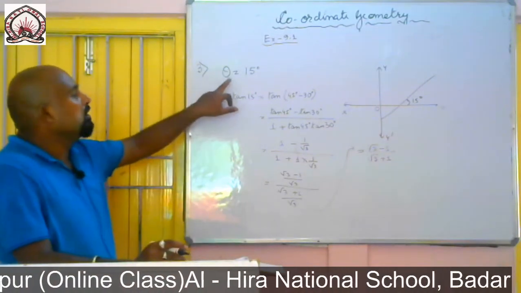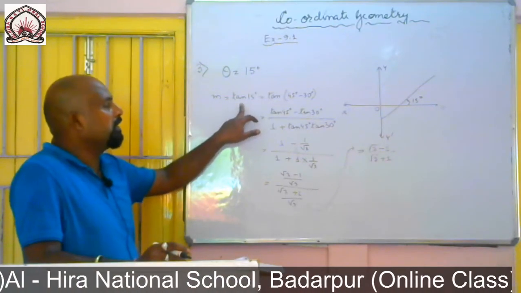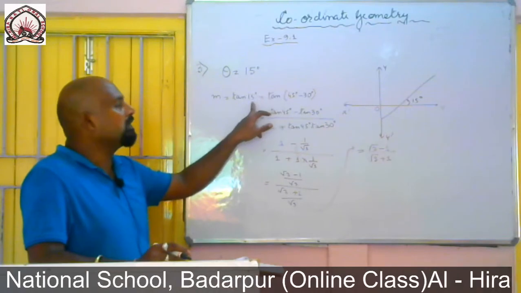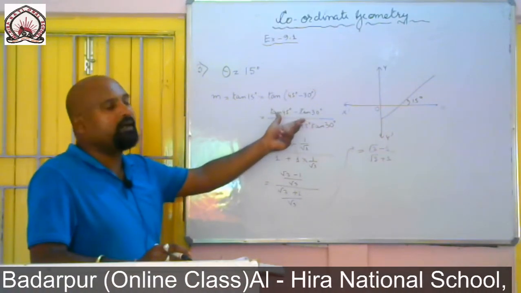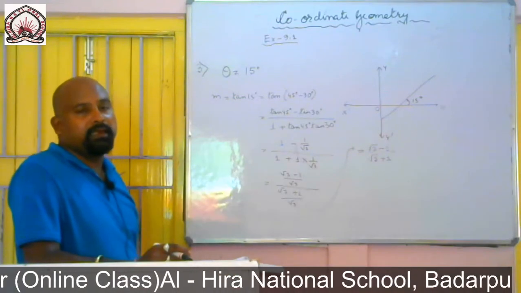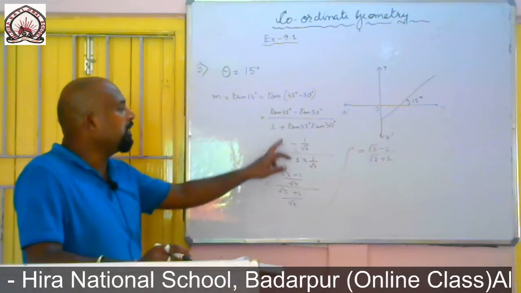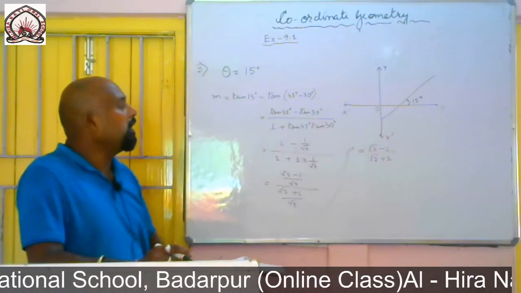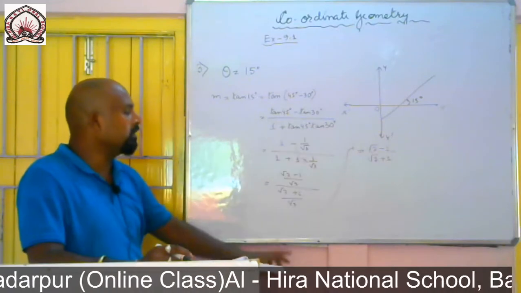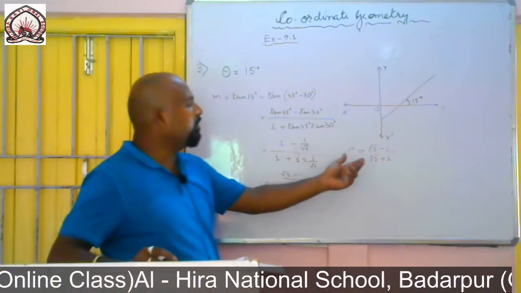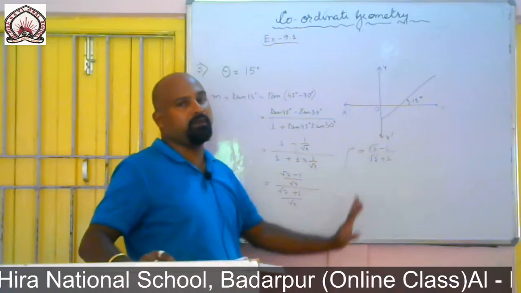So theta equal to 15 degree, tan of 15 degree. Tan 15 is nothing but tan of 45 minus 30. I have applied the formula tan of a minus b equals tan a minus tan b divided by 1 plus tan a into tan b. Here a equals 45 degree and b is 30 degree. After solving we get the value root 3 minus 1 divided by root 3 plus 1.